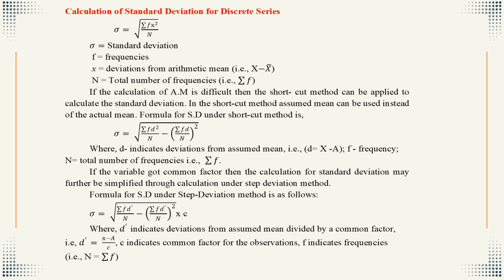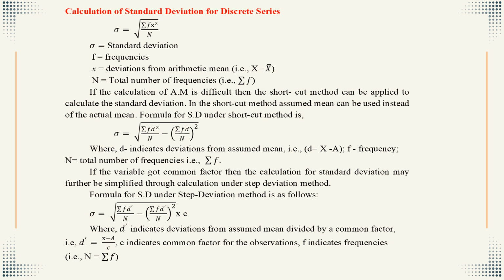In the shortcut method, assumed mean, that is more important, assumed mean can be used instead of the actual mean. Formula for standard deviation under shortcut method is equal to square root of sigma f d square by n minus sigma fd by n the whole square, where d indicates deviation from assumed mean. D equal to x minus a. A is the assumed mean. F is a frequency. N is a total number of frequencies.